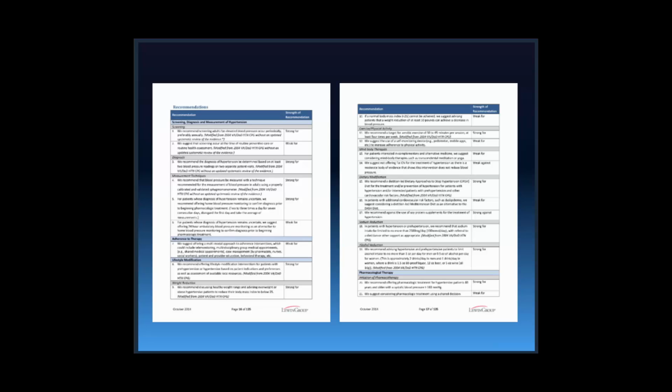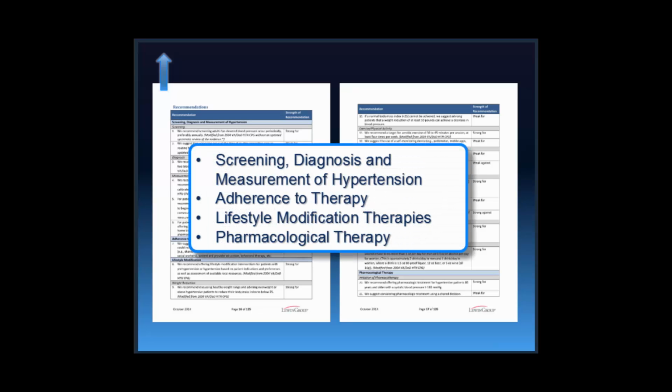They ended up with 49 individual recommendations in the CPG. I won't cover all of them in this training, but you should take the time to review them all. If you click on the resources link at the top left corner, there's a link to the full guidelines. As opposed to JNC8, which only looked at blood pressure goals and medication choices, these recommendations cover a wide range of topics, including screening, diagnosis, and measurement of hypertension, adherence to therapy, lifestyle modification therapies, and pharmacological therapy.